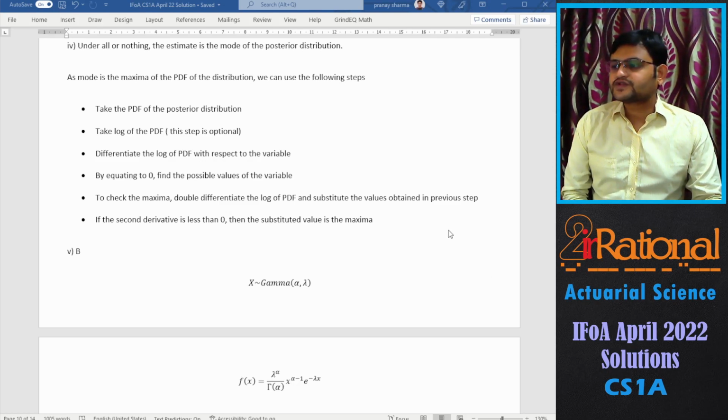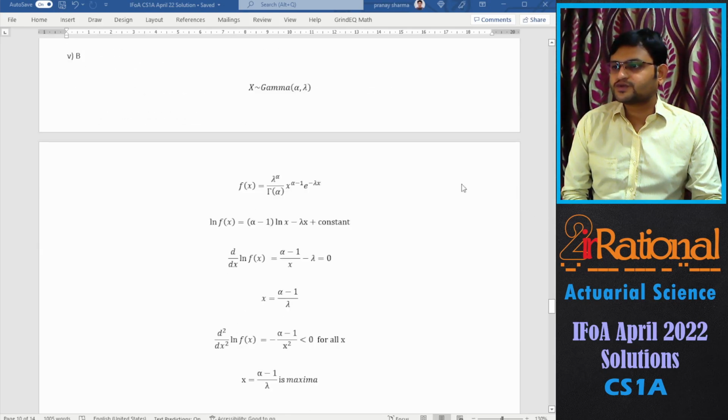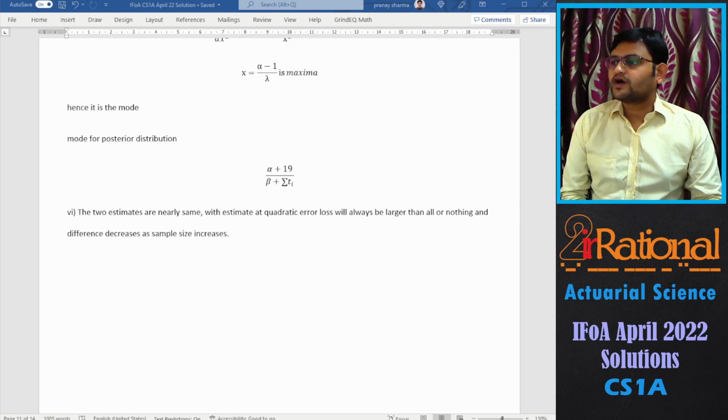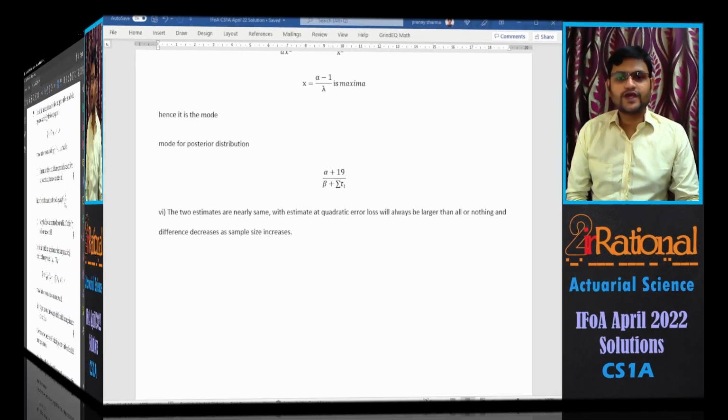In the next one, we have to select the correct option for the mode of this distribution. I have shown you here how we would have calculated the mode. We don't have to show any of this. This is just an MCQ. We just have to write the option, that is B. For the comment, the two estimators are nearly the same, with the estimate of quadratic error loss always being larger than the all or nothing, and the difference decreases as the sample size increases. Let's go to the next question.